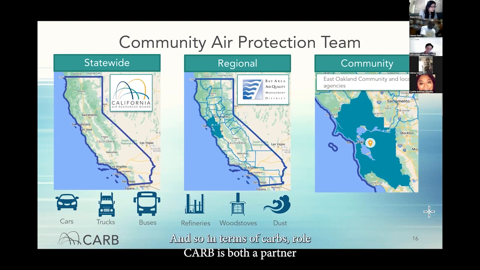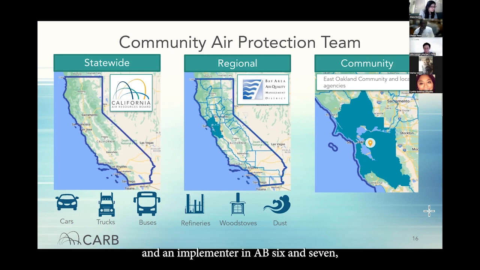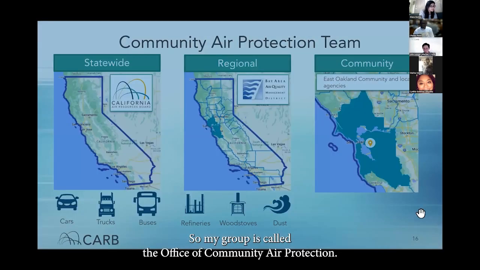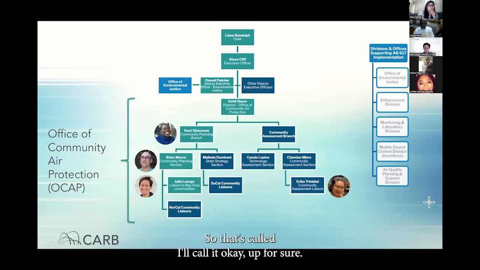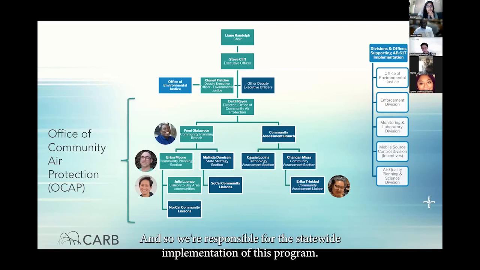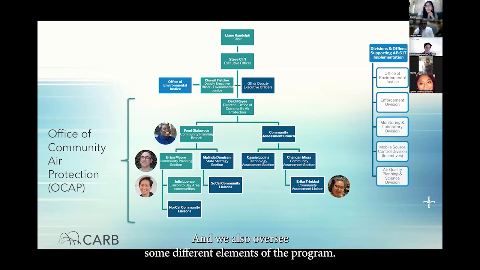And so in terms of CARB's role, CARB is both a partner and an implementer in AB 617, just as air districts are. So my group is called the Office of Community Air Protection, or I'll call it OCAP for short. And so we're responsible for the statewide implementation of this program. And we also oversee some different elements of the program. So for example, we administer incentive funds, or just general funds. There's a couple different types of funds to the air districts to operate the program.